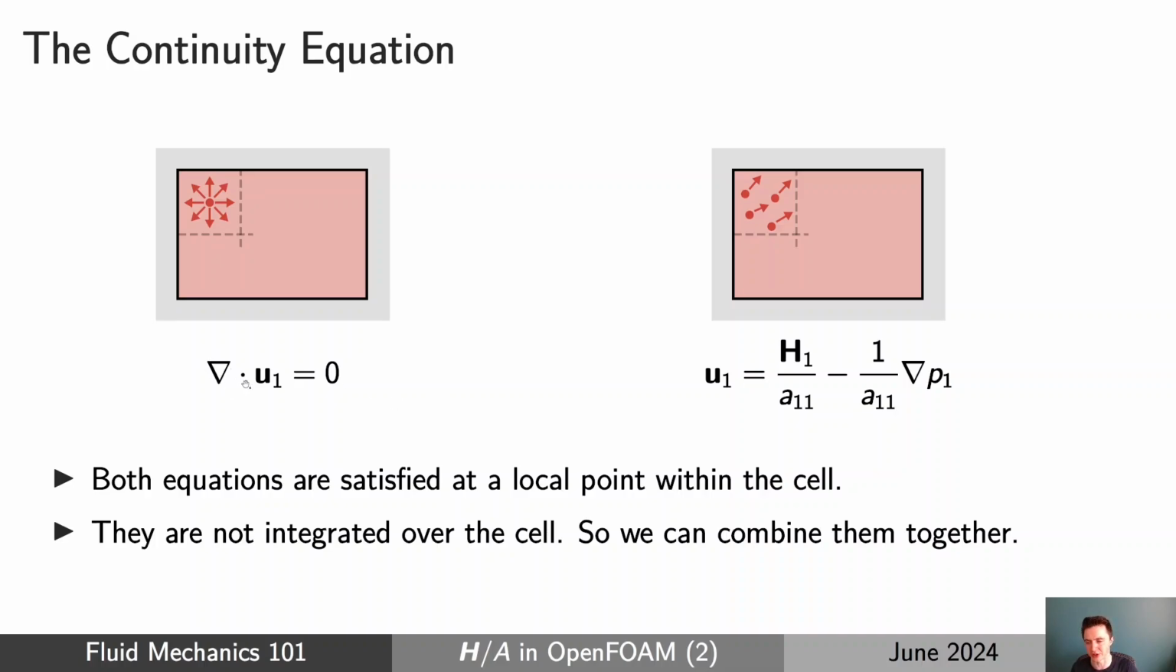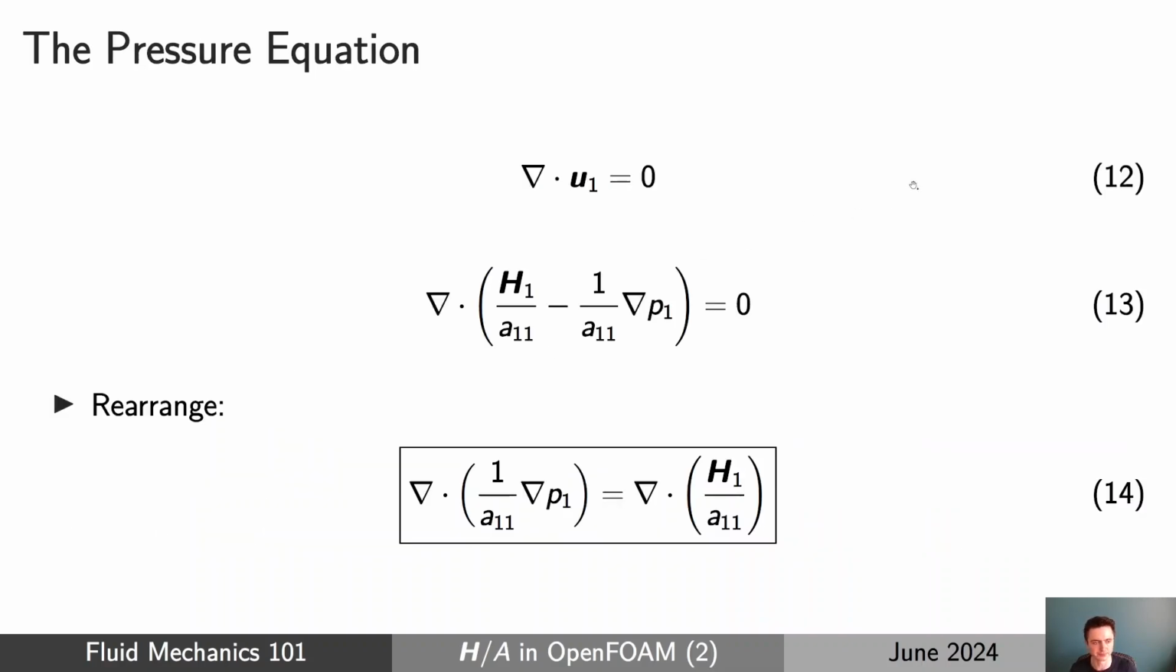And it turns out combining them together is very simple. You can see we've got the divergence of u1 is equal to 0, and we have an equation for u1. So we can just substitute those terms into the divergence operator. So we go from equation 12 to equation 13. We've just substituted in the momentum equation there for the velocity vector. And then what we do is just separate these two terms and bring them to the other side and rearrange, and we arrive at equation 14, which is the differential form of the pressure equation that's used in OpenFOAM.